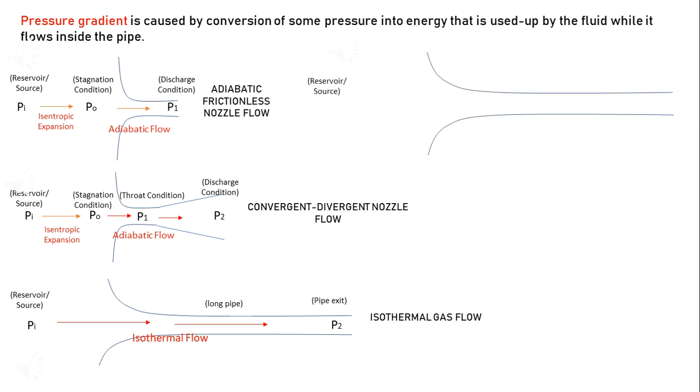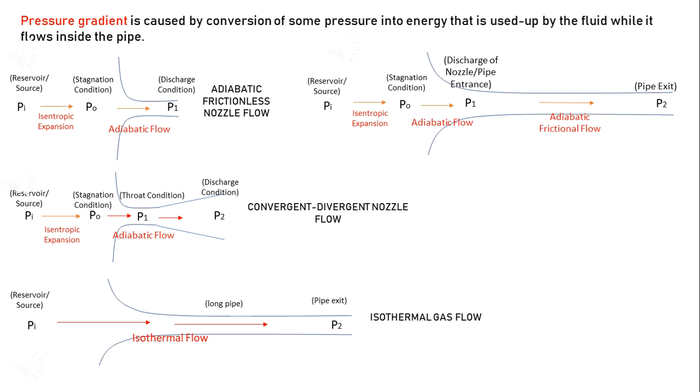From reservoir, gas undergoes isentropic expansion to stagnation condition. Then, it flows adiabatically to P1. P1 is termed as the discharge with respect to the nozzle, an entrance with respect to the pipe. Then it flows adiabatically to P2, the exit of the pipe. Remember that the presence of a pipe causes the flow to be frictional. So this process is the adiabatic frictional flow.